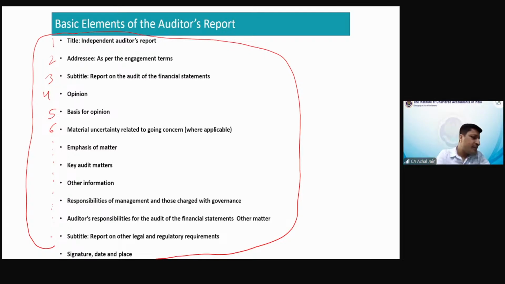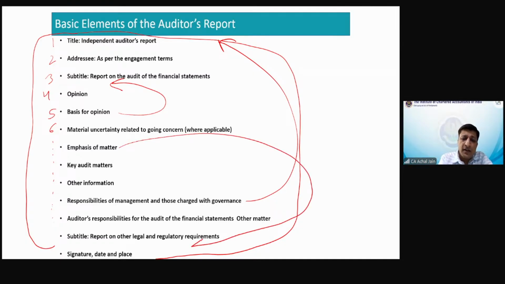So what does it mean? That you can't have this basis of opinion before the opinion. You can't have the management responsibilities coming at the top. Similarly, you can't say this emphasis of matter you will just take to the last. No, all of these things are not permissible.